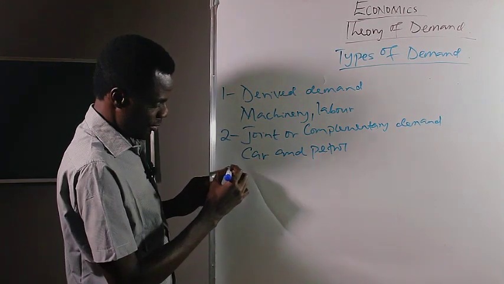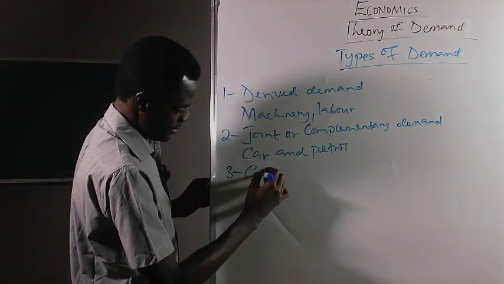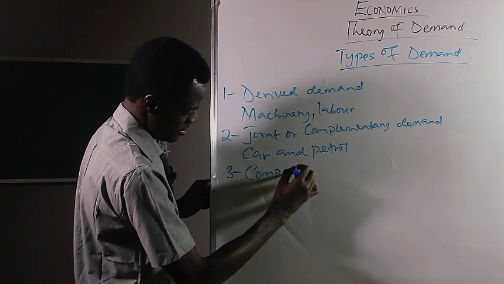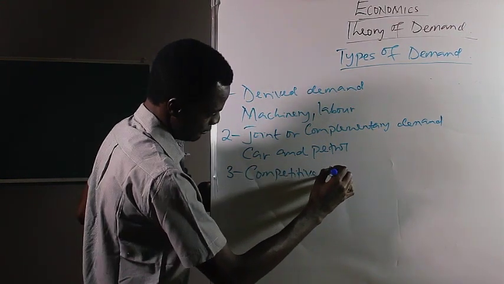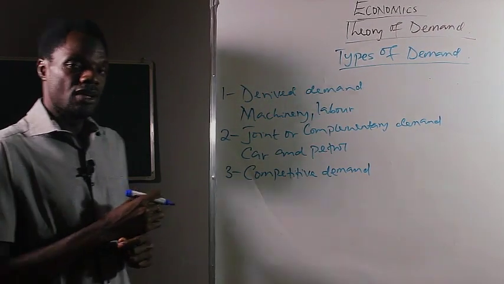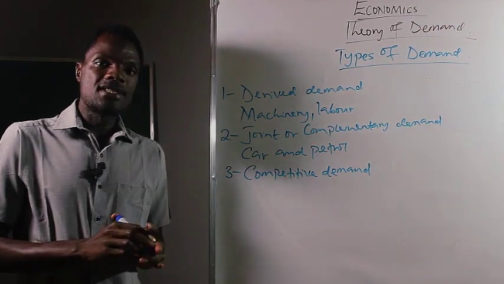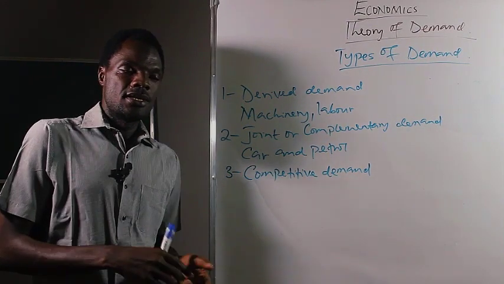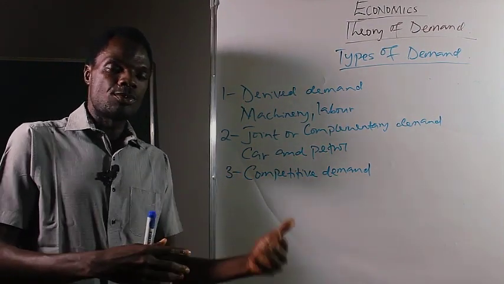So the next type of demand is competitive demand. This is another kind of demand in which a good is demanded in place of another. That means a good has a substitute.